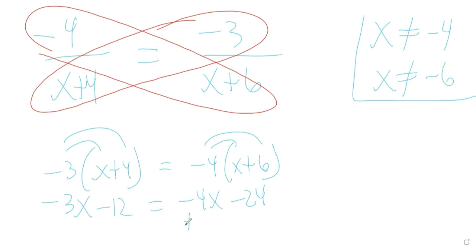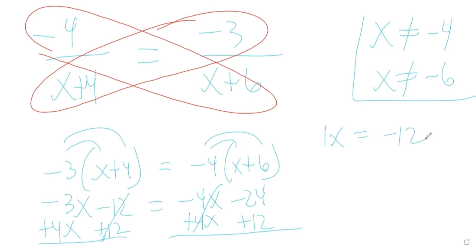And let's see, we want to combine the x's, we want to combine the numbers. How about I go plus 4x there, plus 4x there, and I go plus 12, plus 12. So these are gone, these are gone. On the left, you have -3 and +4. That's a 1x. And then on the right, -24 and 12 positives is -12. And then we're done, right? X would equal -12. And that's it. That's the answer. This answer is acceptable because it's not one of the forbidden values, right? It can't be these guys, but it's all good because we got -12.